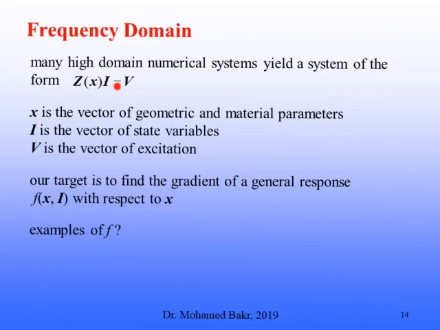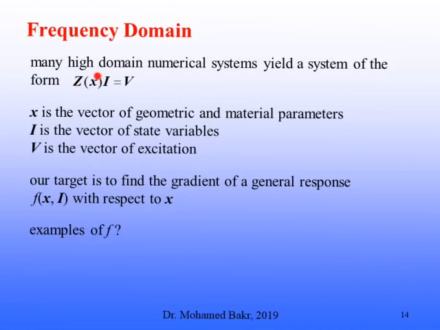The vector I is a vector of responses. It represents the currents if we are talking about method of moments, it represents the fields. If we're talking about finite element method, for magnetostatic applications, this could be the vector of magnetic vector potential values. And V is the vector of excitation.